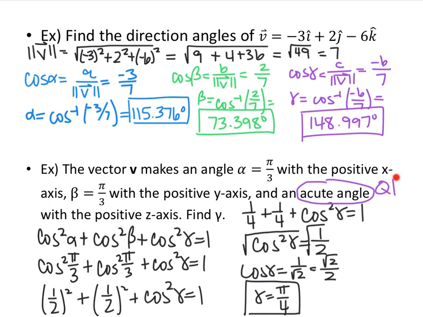If it's an acute angle, it has to be in quadrant 1, so I only want the positive answer, not the negative one. Where in quadrant 1 does cosine of gamma equal root 2 over 2? That means gamma is equal to pi over 4. When you're in 3 dimensions, everything from 2 dimensions holds. The only thing we added are these direction angles. Make sure you always relate x angle with x component, y angle with y component, z angle with z component.